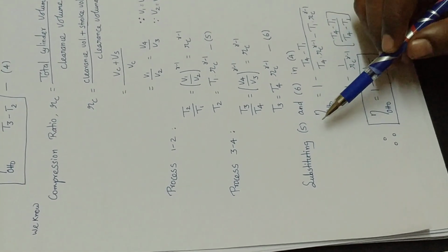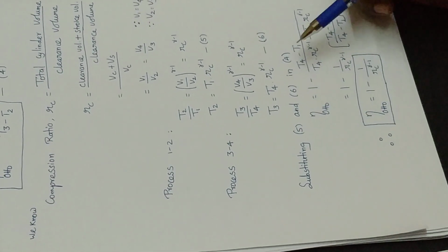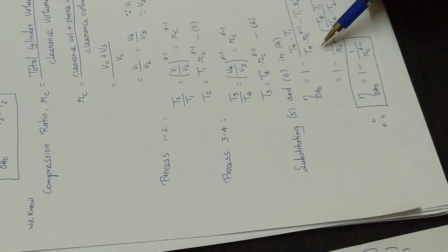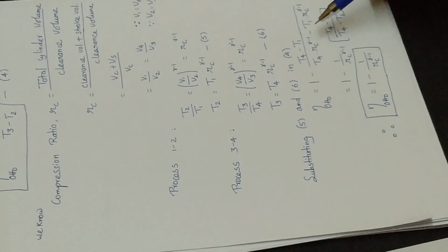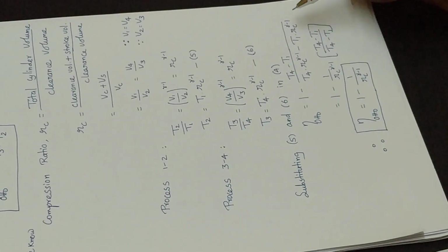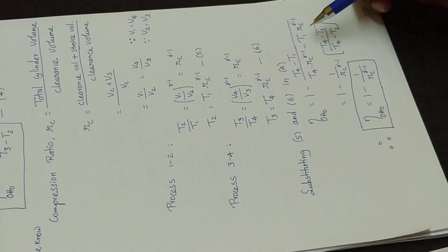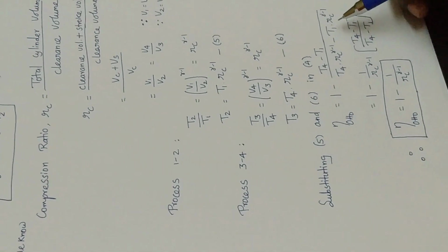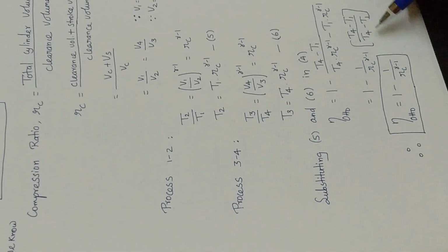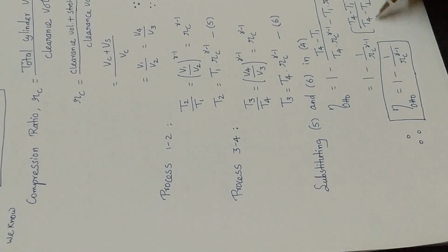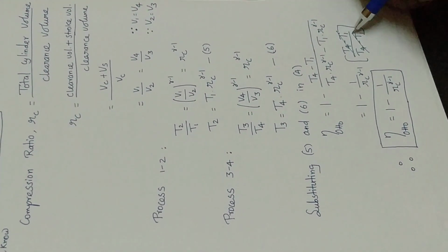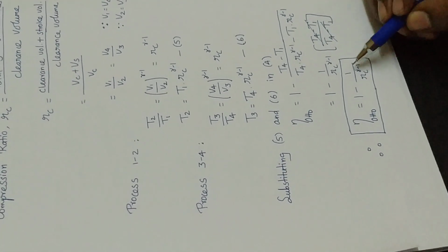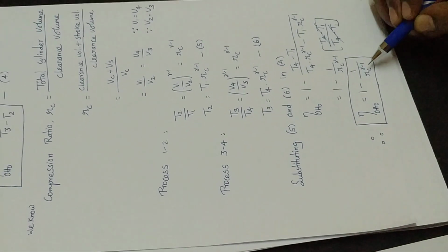Now we are going to substitute equations 5 and 6 in equation 4. We get 1 minus (T4 minus T1) by (T4 into Rc power gamma minus 1 minus T1 into Rc power gamma minus 1). In the denominator, in both the terms, Rc power gamma minus 1 is common. Let us take it outside. So the remaining we get (T4 minus T1) divided by (T4 minus T1), which gets cancelled. Therefore finally we get the efficiency of the Otto cycle is equal to 1 minus 1 by Rc power gamma minus 1.